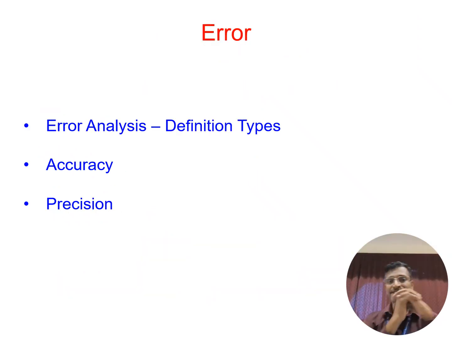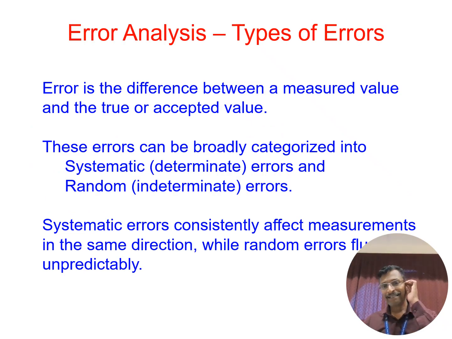error analysis. Okay, so what is meant by error, what are the types of error, what is accuracy and precision. Let us see one by one. Error, very simple. Error is nothing but the difference between the measured value and the true value. What is the difference between the real value and the observed value?